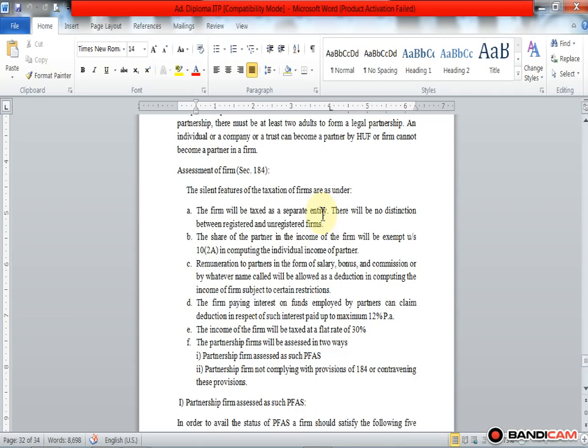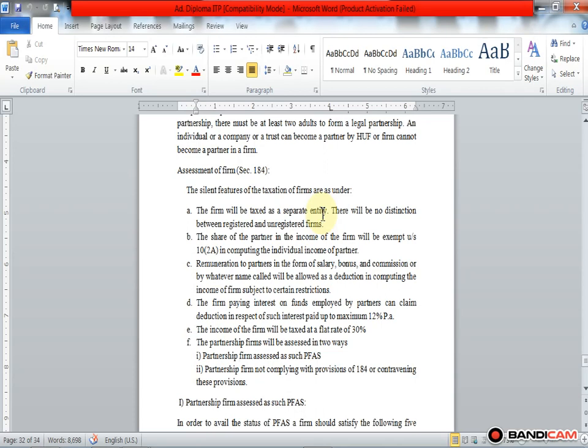Here the third feature is that remuneration to partners in the form of salary, bonus and commission, or by whatever name called, will be allowed as a deduction in computing the income of the firm, subject to certain restrictions. So here the firm is allowed to deduct remuneration of the partners, salary paid to partners, bonus and commission given to partners. Okay, so all these expenses are allowed to the firm as deduction in computing the firm's total or taxable income.